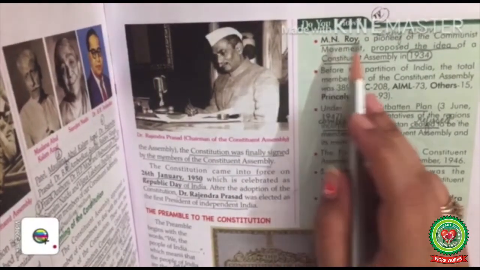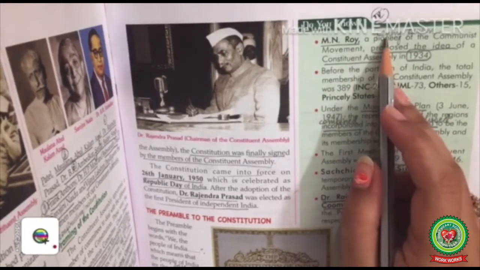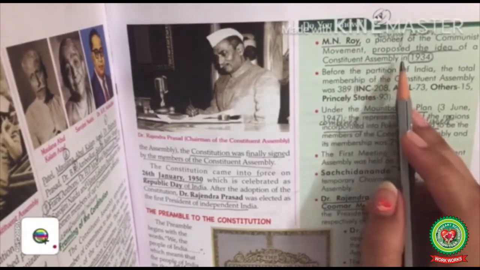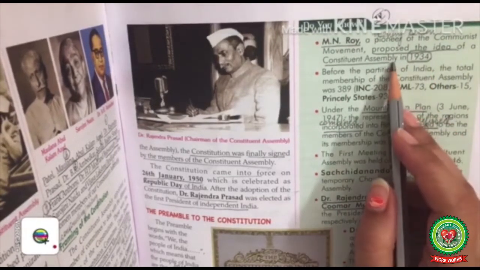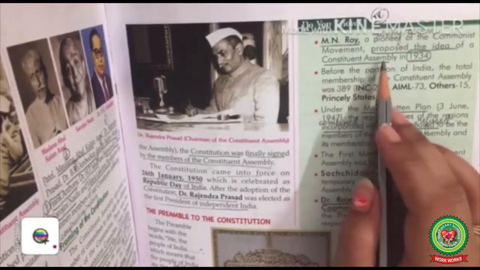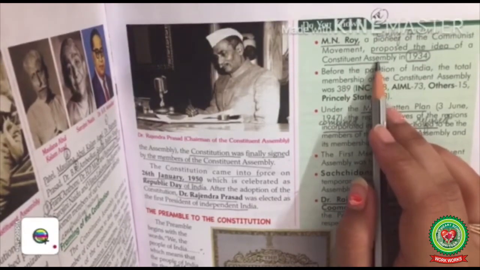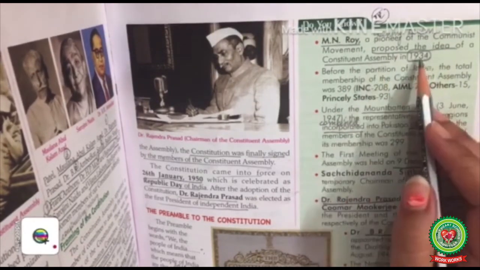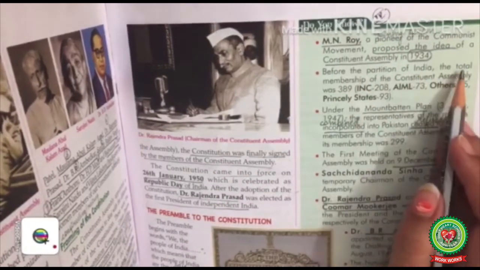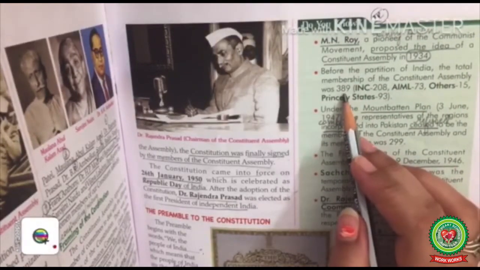Now come to Do You Know? M.N. Roy, a pioneer of the communist movement, pioneer meaning opening person, proposed the idea of Constituent Assembly in 1934. It means M.N. Roy proposed the idea to make the Constituent Assembly so that our Constitution can be made. In which year did he propose this idea? In 1934.